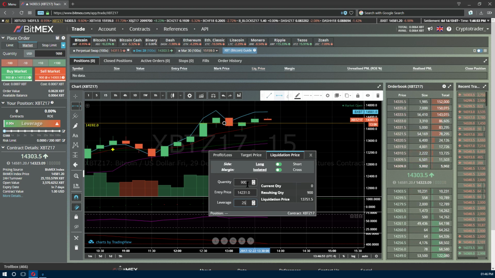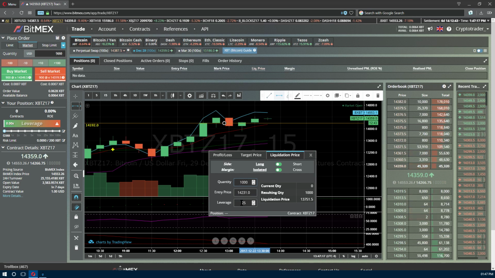13,700 just to trade with 1,000. Okay. Double that. 90 times 25. How many contracts can I get out of that? If I hit my stop loss, I wonder what that would actually look like.